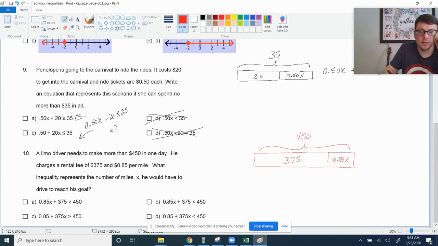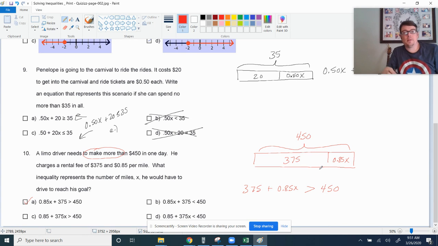What inequality is, since it says make more than, you want to have greater than $450, and all this stuff added up to get there. So 375 plus the 85 cents X. That's what we're looking for. Let's hope that that is somewhere down here. It looks like it is A. So I think they probably got that one set up right.